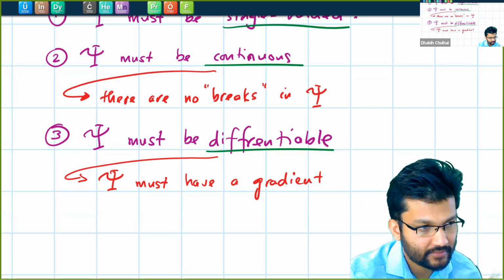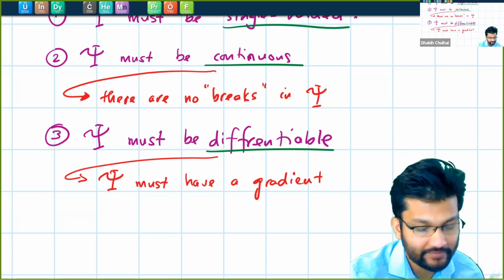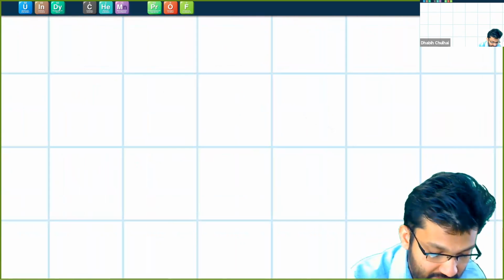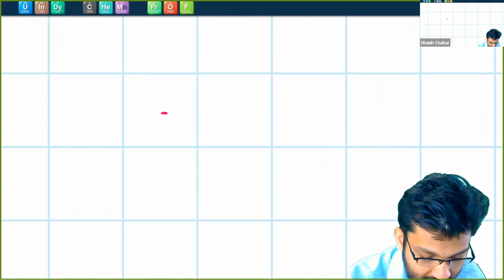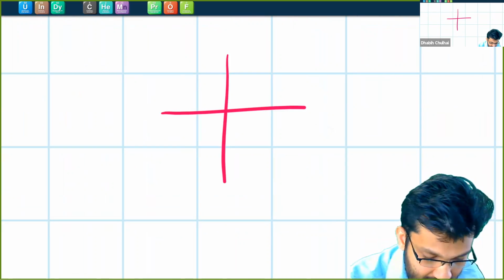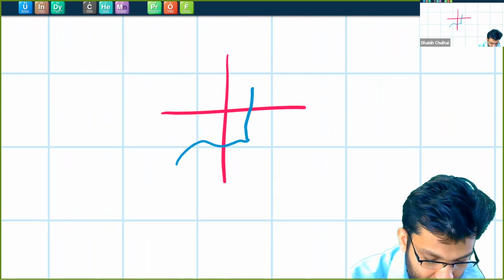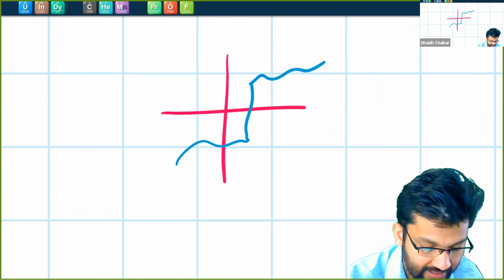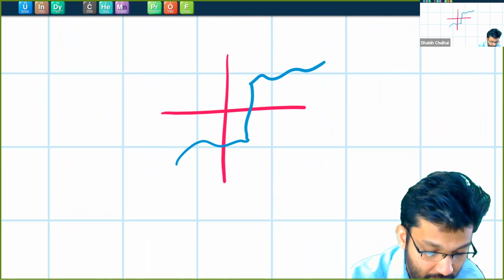Right? So the gradient must not be infinity. Sometimes you might see a graph like this. Let's say this is the wave function, and then it goes like that, and then it goes like that again. This is wrong for a number of reasons.